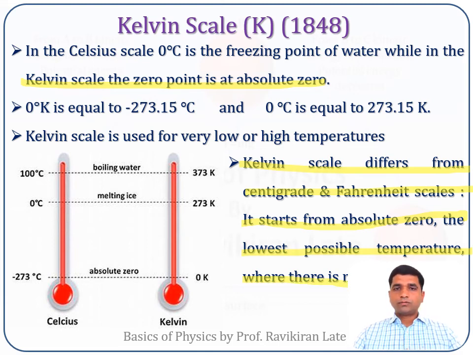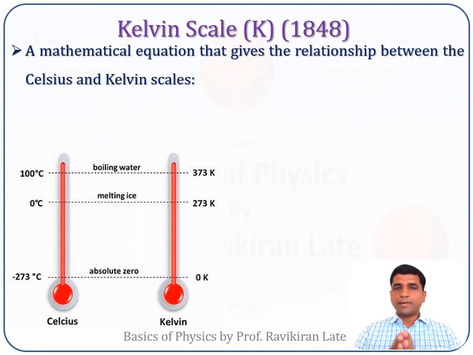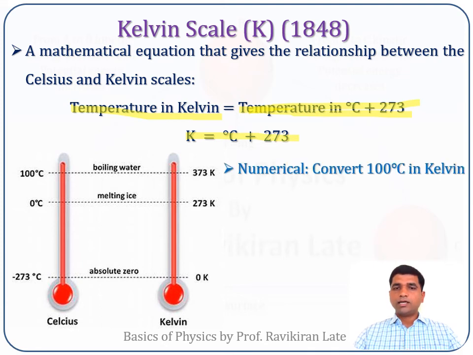Okay, so considering the mathematical relation between the Celsius scale and the Kelvin scale, you have just a linear relationship between them. Temperature in Kelvin you can get by adding a constant number 273 to the temperature in the Celsius scale. So you have the relation K = °C + 273.